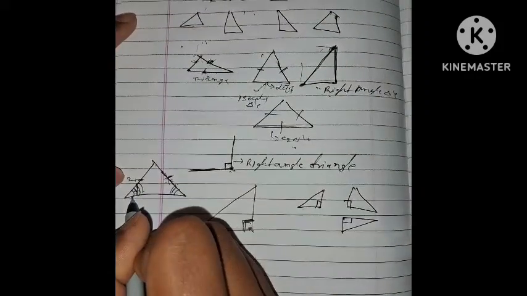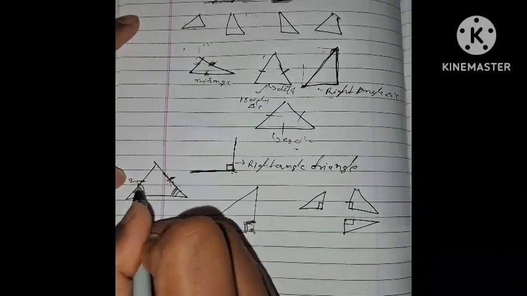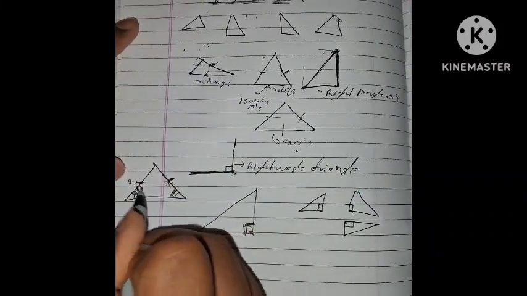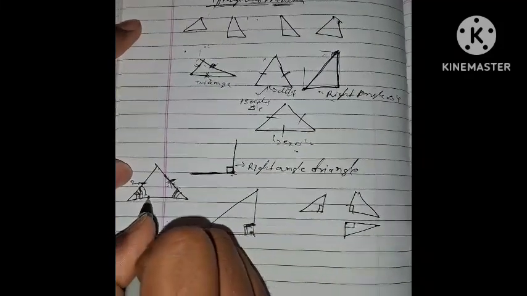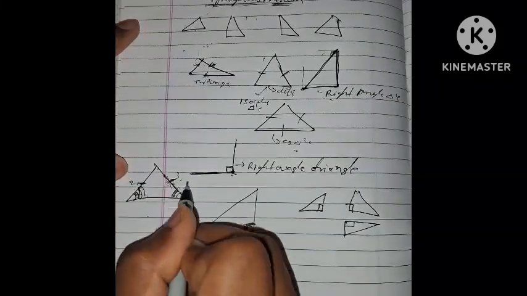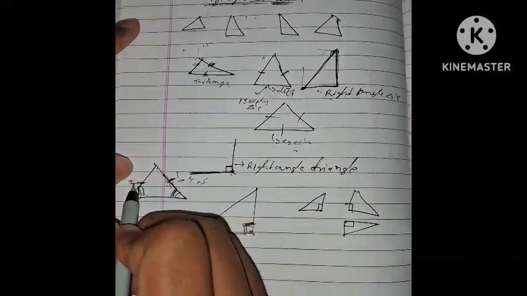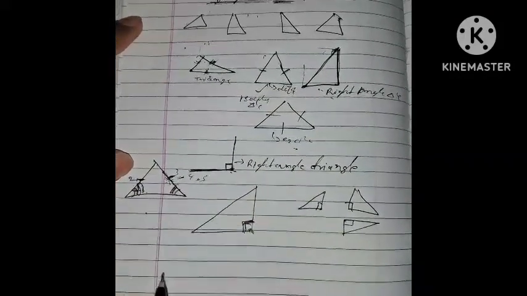So if this angle is larger than this, then the side opposite to the larger angle will be greater than the side opposite to the smaller angle, right? So if the side opposite to the smaller angle is 2 units, the side opposite to the larger angle will be greater than 2. It can be 3, 4, or 5. It must be greater than 2 because this angle is greater than this angle.